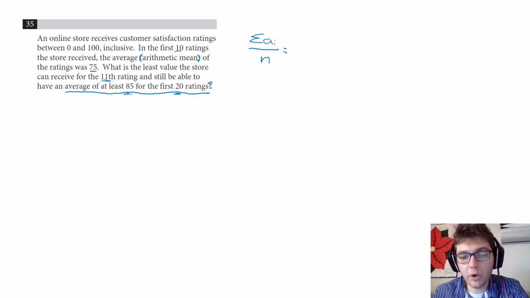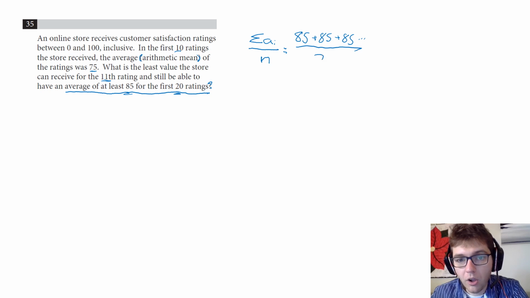Let's say all of them were 85, right? That's valid. If every single one of them was 85, the mean has to be 85. So you'd have 85 plus 85 plus 85, on and on, right? For 20 ratings, all 85, divided by those 20 ratings, right? Or said another way, you'd have 85 times 20, right?